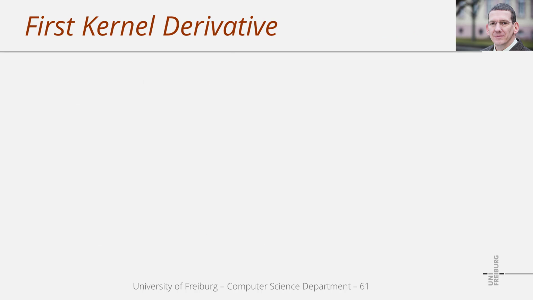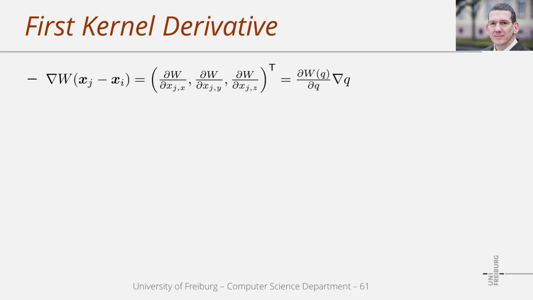Here on this slide, I'd like to discuss the first derivative of the cubic spline kernel. In general, the first derivative is often referred to as kernel gradient because in 2D or 3D simulations, the first derivative is a vector of the partial derivatives of the scalar kernel function with respect to all components of the position xj. Here we see the kernel gradient in a 3D setting.